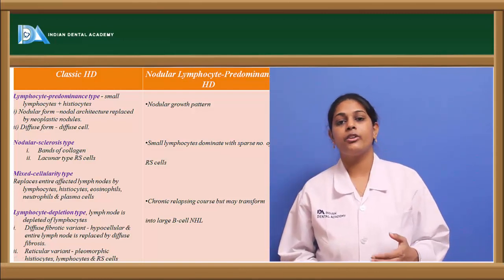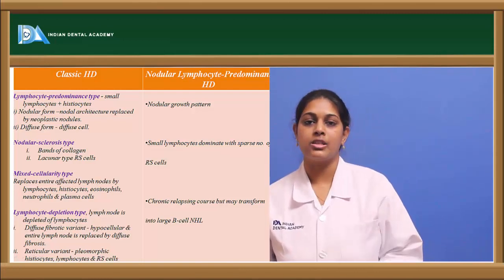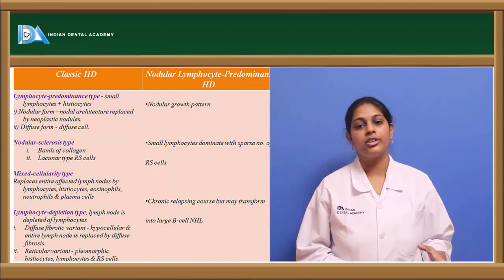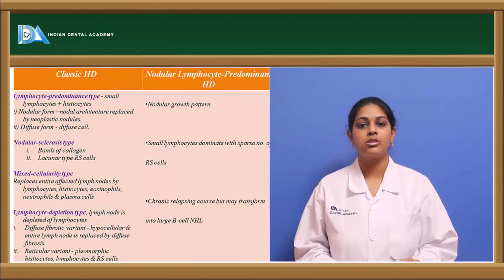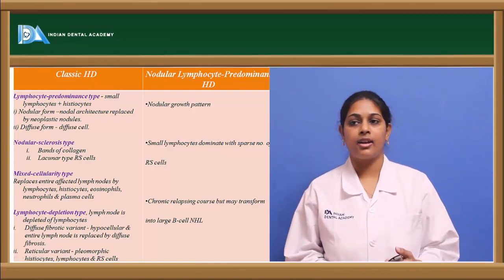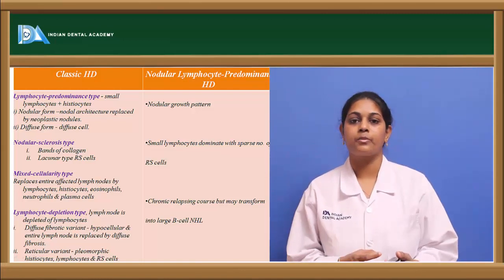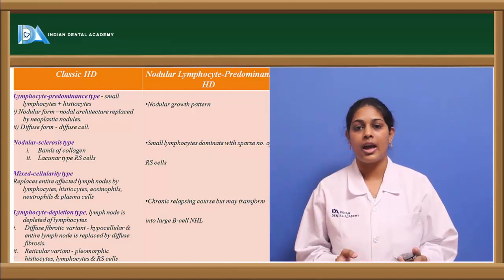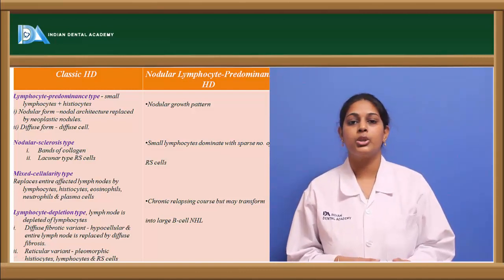The next is the diffuse form, which is seen as lymphocyte predominant type. We see that the cells are diffusely arranged, that is, they have been scattered throughout. It's not as in the nodular form, where they are circumscribed to a particular area, but rather they are diffused or scattered throughout the lymph node that is being involved in Hodgkin's lymphoma.